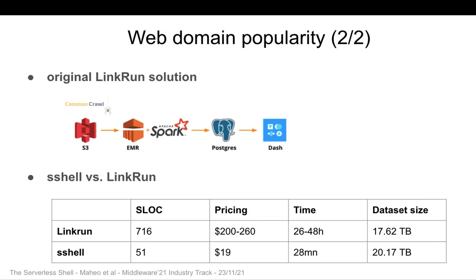The solution involves a pipeline and involves AWS S3, Elastic MapReduce, Apache Spark, and a database, Postgres. In the array at the bottom of the slide, we can see that we are able to complete the execution in less than half an hour, with a number of lines of code much lower than the other solution, with a much lower price, and with a similar dataset size.